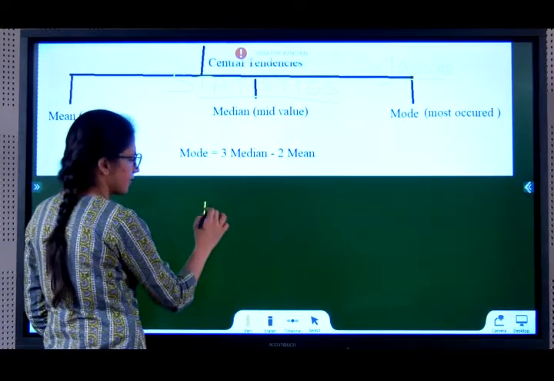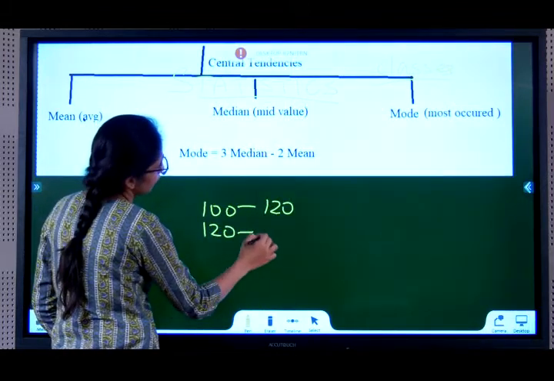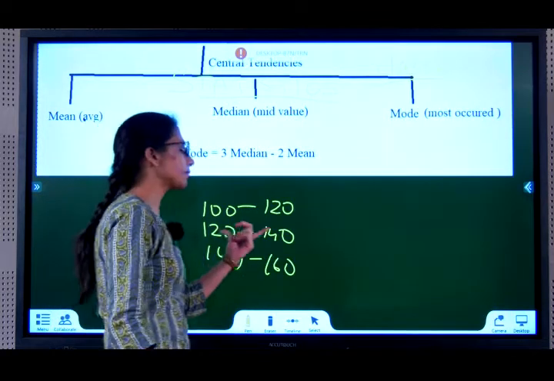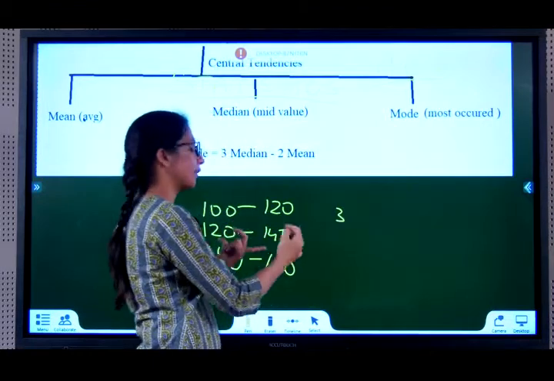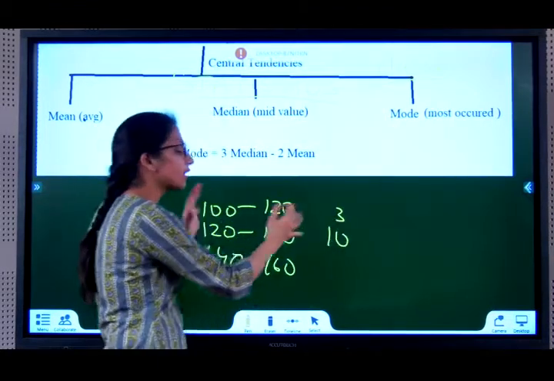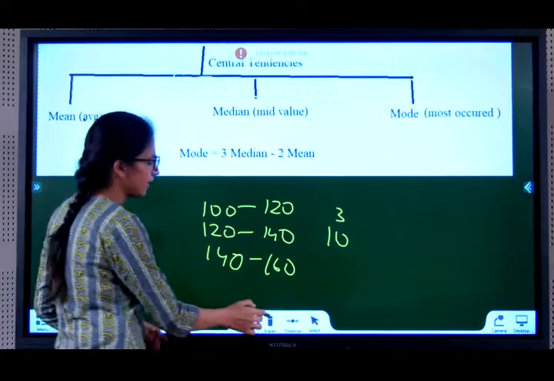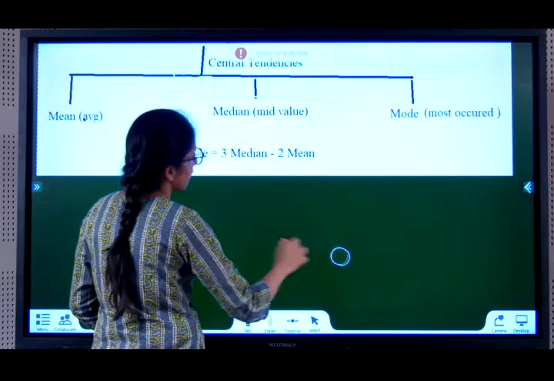Usually we'll start from 100 centimeters height: 100 to 120, 120 to 140, 140 to 160 and so on. How many people's height come under 100 to 120? Measure it. 3, okay, 3. 120 to 140, 10. So you are minimizing the data and making it easy to analyze. So we will be dealing with classes in this particular chapter of your 10th grade.